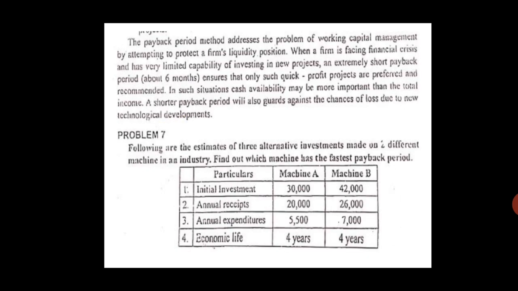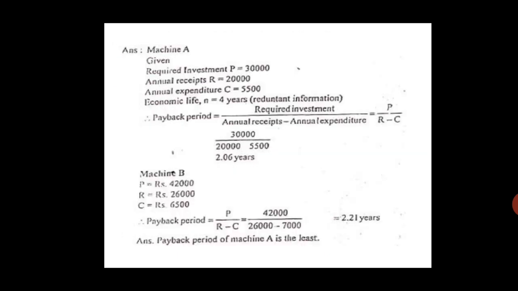You can see the problem here once again. Whichever equipment has got the lowest or the fastest payback, that we will consider. And in this case, it is machine A. The formula is very simple. Payback period is a rough estimate in number of years. That is P divided by R minus C. P is the initial investment, R is the total income or receipts, C is the expenditure every year. R and C are annual receipts and annual expenditure.